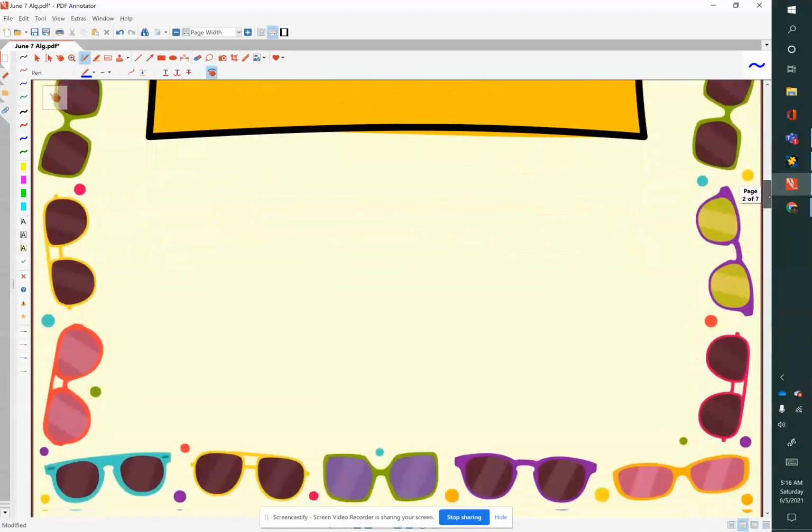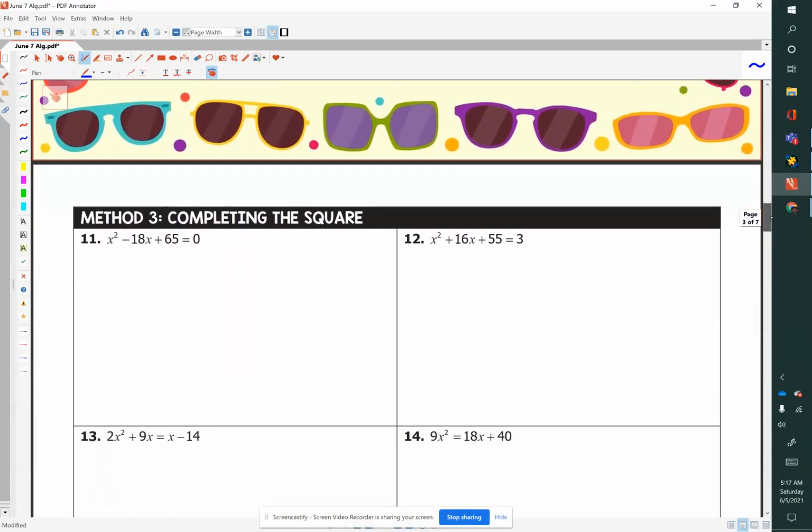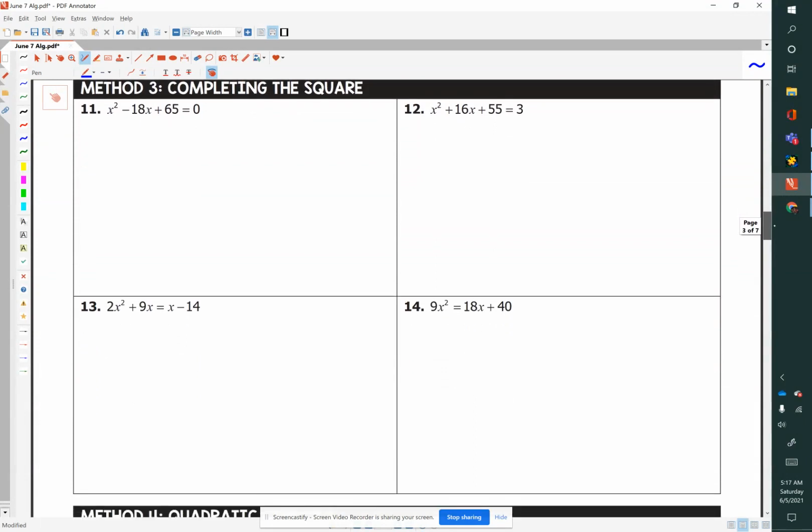So let's move on to our review. We already worked on solving by factoring and solving by square roots. And now we're going to talk about completing the square. When we complete the square, the first thing we want to do is get our quadratic in the form of ax squared plus bx equals c. So we want to move c over to the right side of the equation.